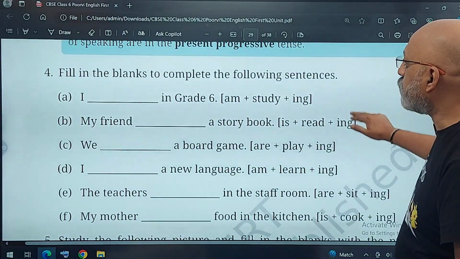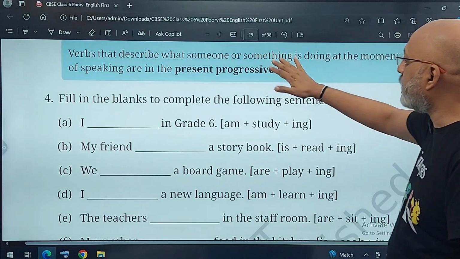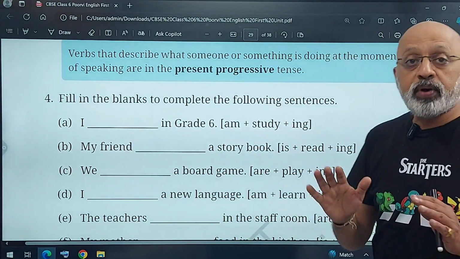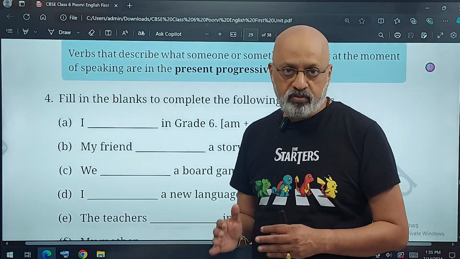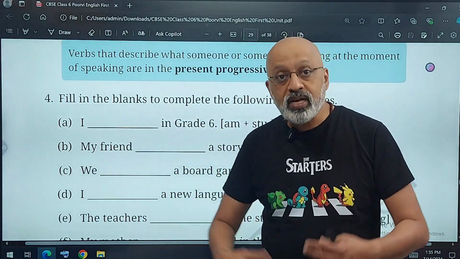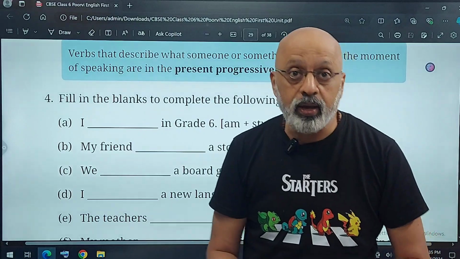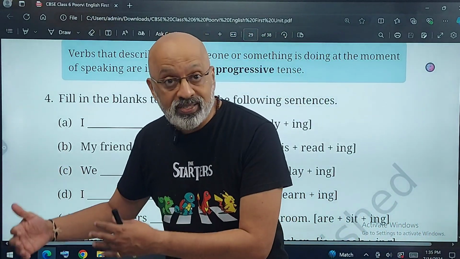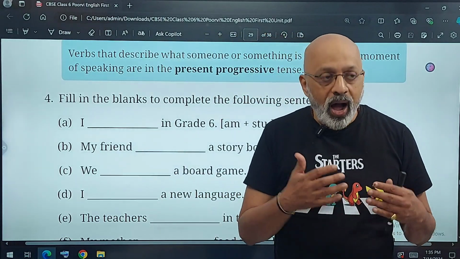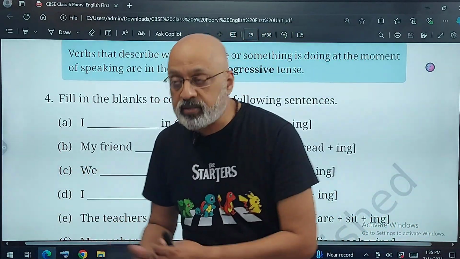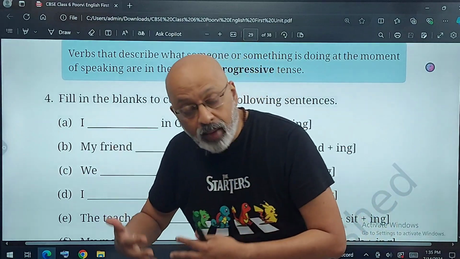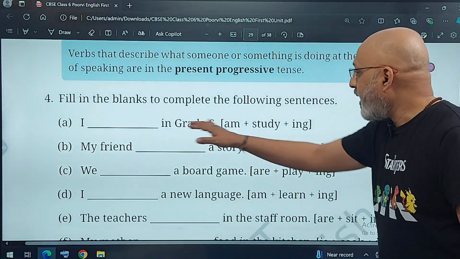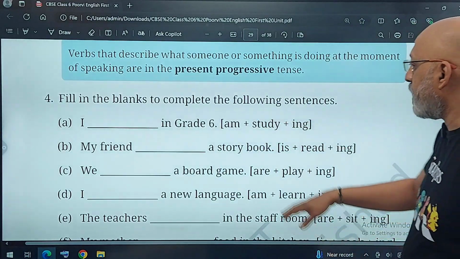So fill in the blanks. Verbs that describe what someone or something is doing at the moment of speaking are known as the present progressive tense, or present continuous tense, in the sense something जो कि अभी हो रहा है. मैं यहाँ पर I am teaching students of class 6, right? I am going to the market, which is something happening right at the moment while I am telling you. So I am studying in grade 6.